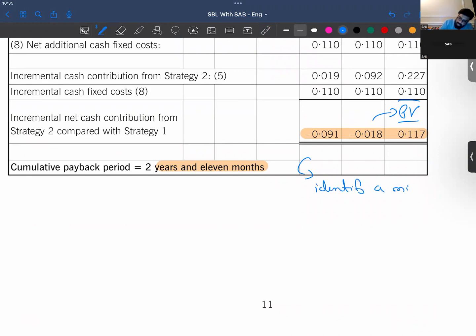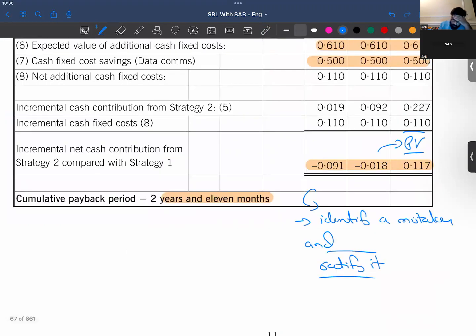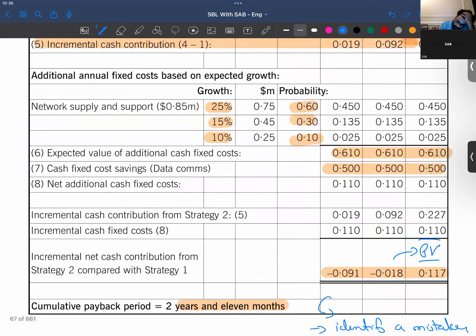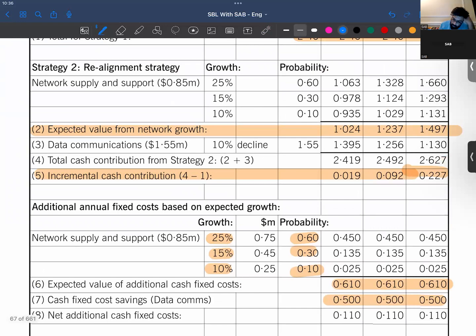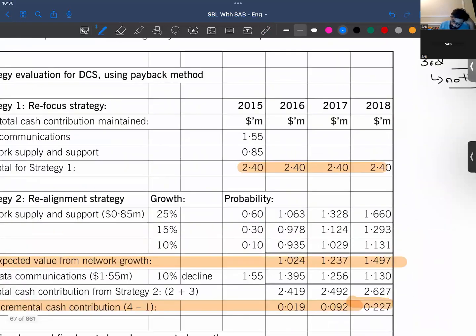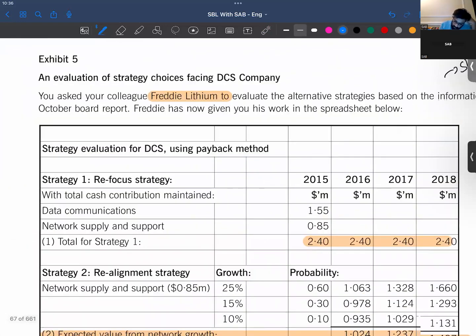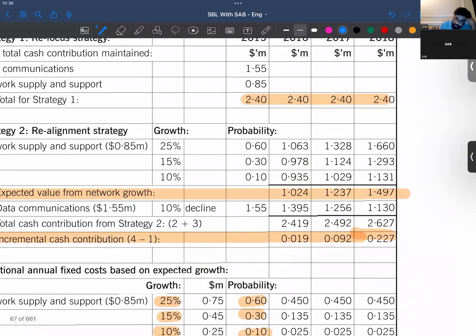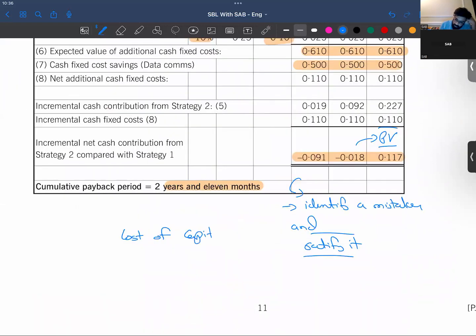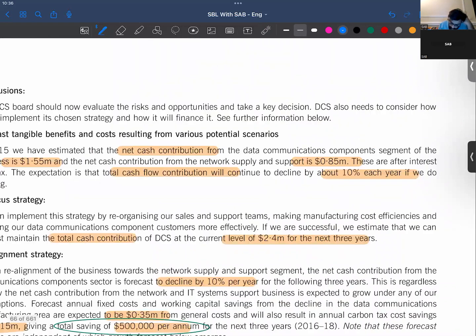Examiner loves it, right? And rectify it. If you're rectifying its mistake, the examiner would give you greater pass marks. So we just need a cost of capital here. So just look if we have got any cost of capital.